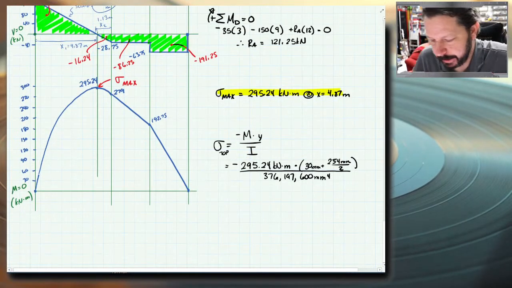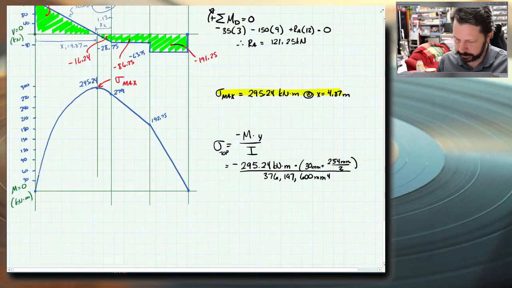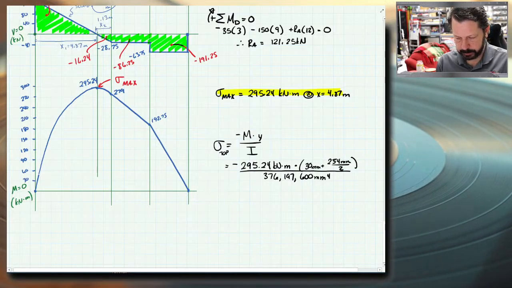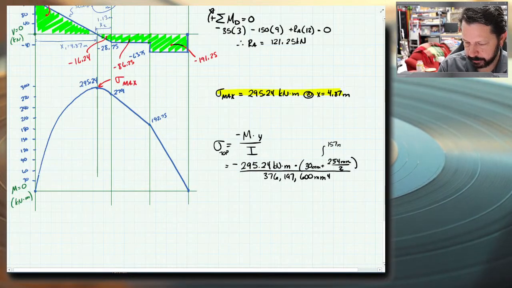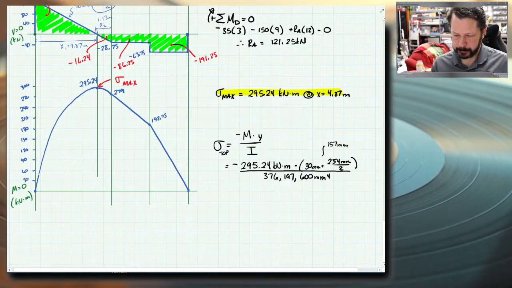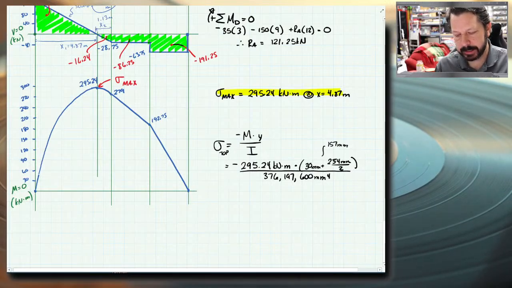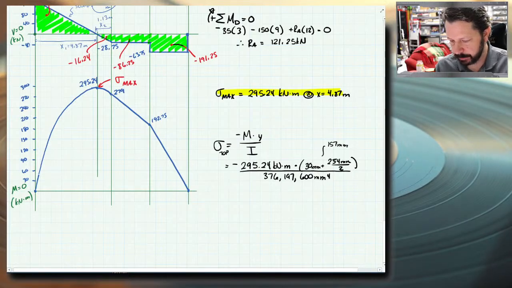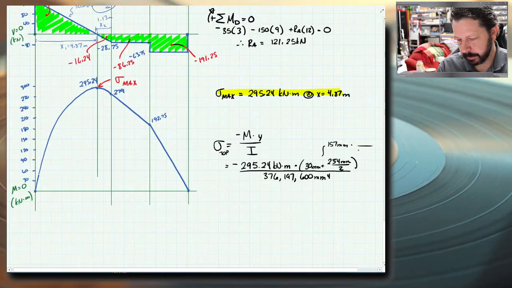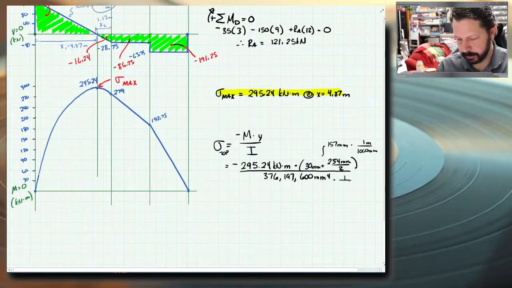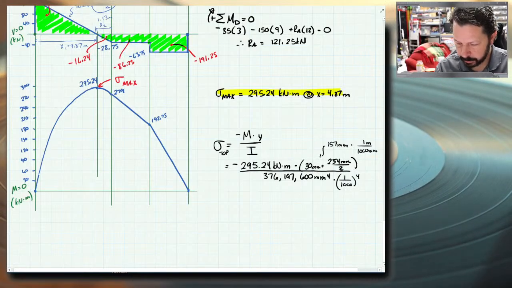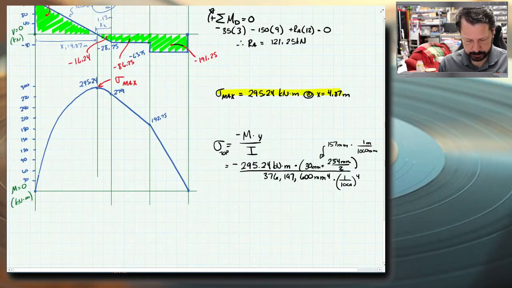But let's work on this. Let's do the 254 divided by 2 plus 30. So this number is 157 millimeters. What should we do? Let's just convert everything to meters, and we'll leave the kilonewtons alone. So this needs to be times 1 meter over 1,000 millimeters. This guy, same conversion factor, except it has to be to the fourth power to get rid of millimeters to the fourth. All right, so let's see if we can do this. My calculator may not like it.